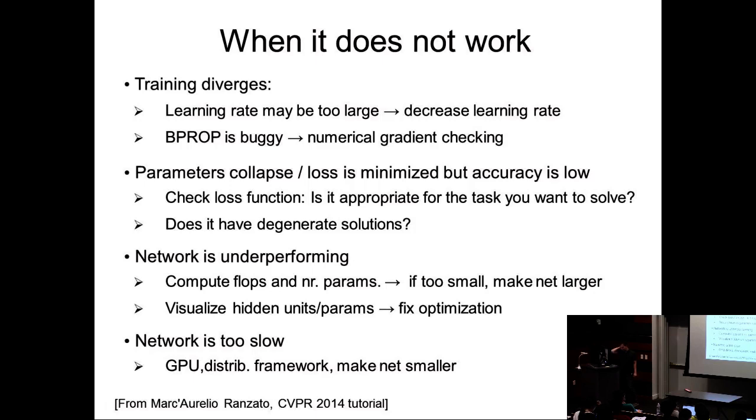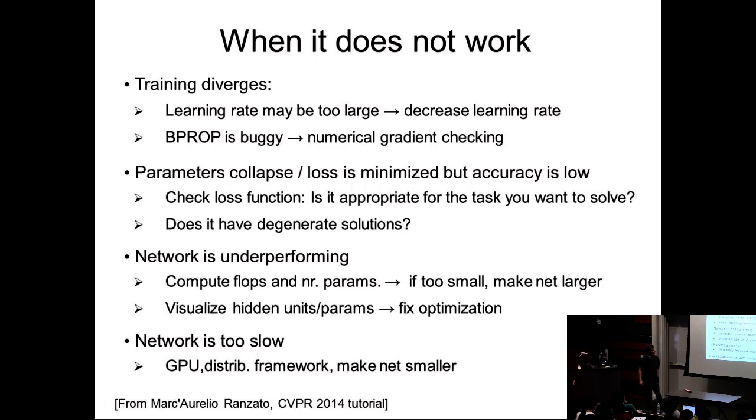Parameter collapse. For example, you're minimizing the loss, but the accuracy is low. According to your loss function you're doing well, but your accuracy is really bad, almost random. You have to check your loss function. Is it appropriate for the task you're trying to solve? Does it have degenerate solutions? Sometimes you can come up with a loss function where you hit 0, but it doesn't really correlate with the task you're trying to solve. That's not the case for your homework assignment, but in general, this is something you should be aware of.